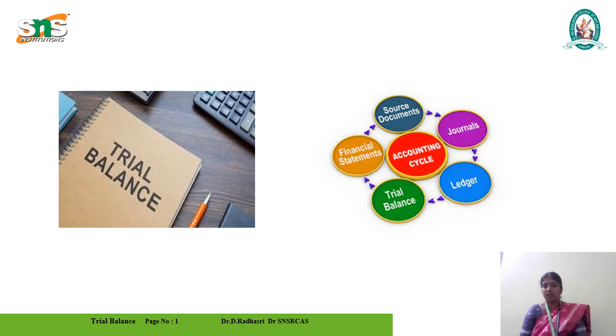The ledger can be converted into the trial balance, and in the trial balance there are only two sides, debit and credit. We want to balance them, and that is known as the trial balance. You are balancing the debit and credit side of the source document, and after that we prepare the journals, then the ledger, and then the trial balance.